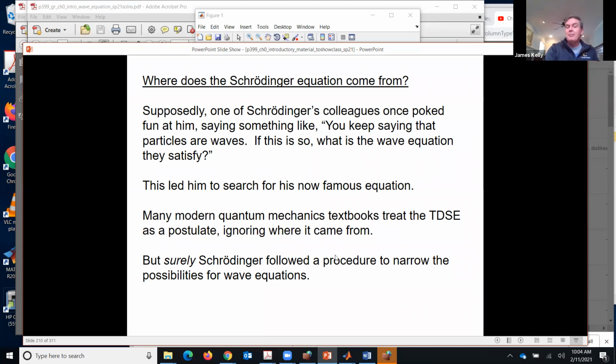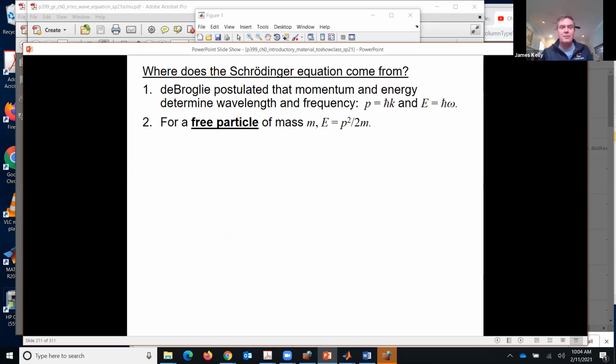Like Griffiths, many modern quantum mechanics textbooks treat the time-dependent Schrodinger equation as a postulate and ignore where it comes from and just say, it's a postulate. You can't find out anything about it. But of course, Schrodinger got it from somewhere. And so we want to at least have an inkling of where Schrodinger looked to find his partial differential equation.